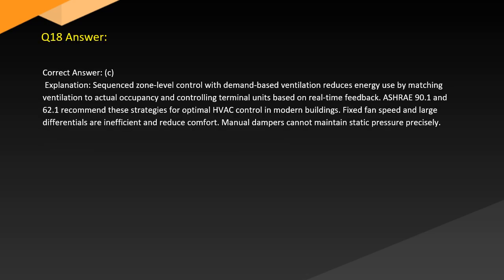Answer. Correct answer, C. Explanation. Sequence zone level control with demand-based ventilation reduces energy use by matching ventilation to actual occupancy and controlling terminal units based on real-time feedback. ASHRAE 90.1 and 62.1 recommend these strategies for optimal HVAC control in modern buildings. Fixed fan speed and large differentials are inefficient and reduce comfort.